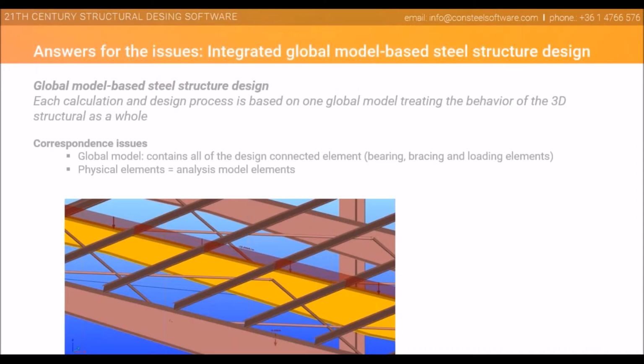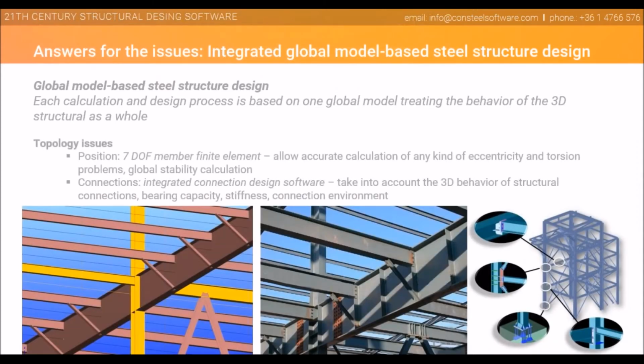This global model contains all of the design connected elements, bearing, bracing, and loading elements, and the legs of the elements in the analysis model are the same as in the physical BIM model. The position of the elements could be the same as in the BIM model because global model-based design with 7 degrees of freedom finite element is able to handle any kind of eccentricity and torsion problems, and global stability calculation can be done based on this model.